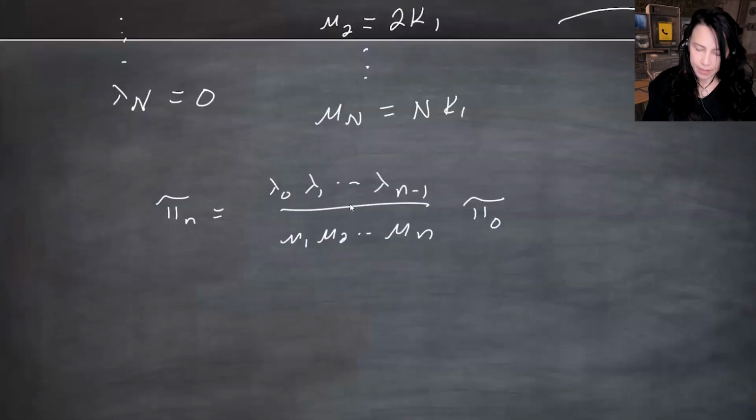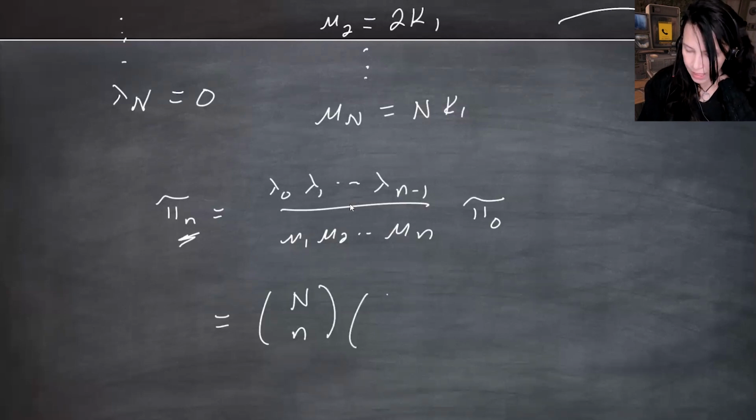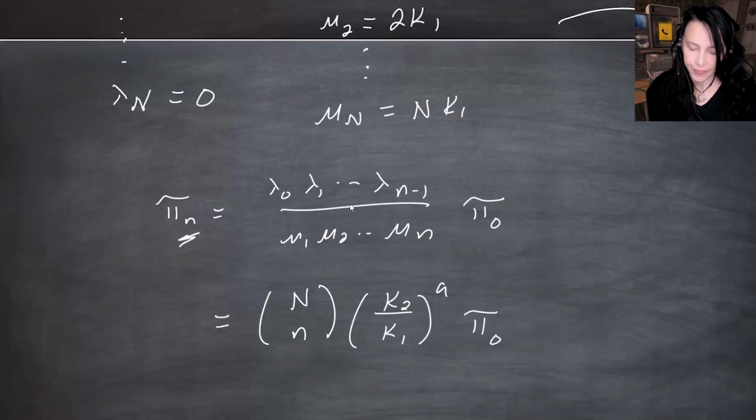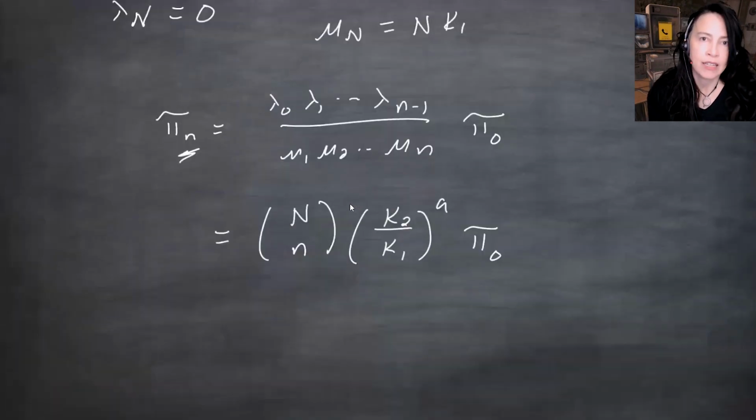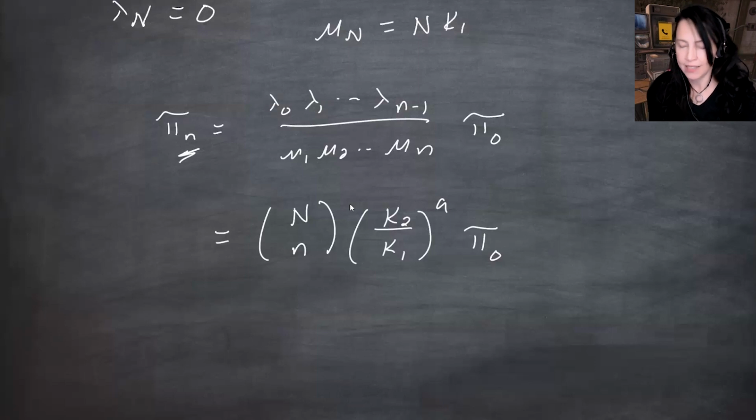And you can use the old birth and death process. And you will end up with capital N choose little n, being this number here, we're just following A molecules, times K2 over K1 to the n times pi 0. I can think of at least 4 different ways to find the stationary probability. Each looks completely different. But if you can find the normalizing constants, then you'll see that they are exactly the same. And I need to find pi 0.